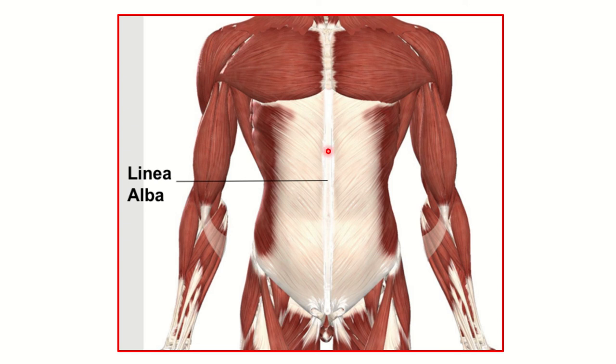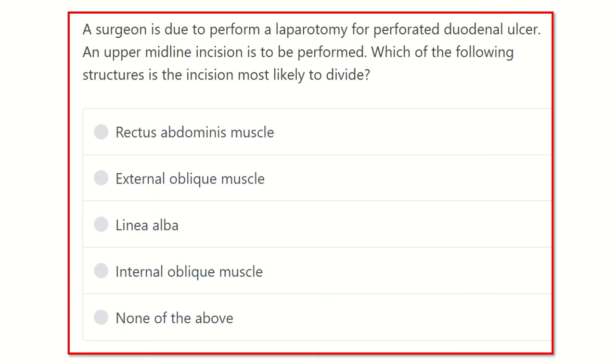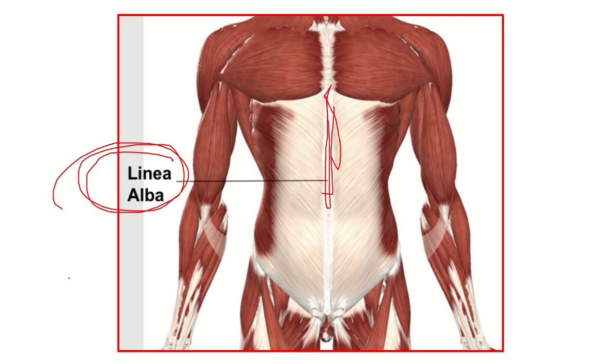So in the midline, if we make an incision in the upper midline, here we can see in this part the linea alba is present. So in the upper midline incision, the linea alba will be cut. So our final answer is linea alba, because the linea alba will be cut to explore the duodenum.